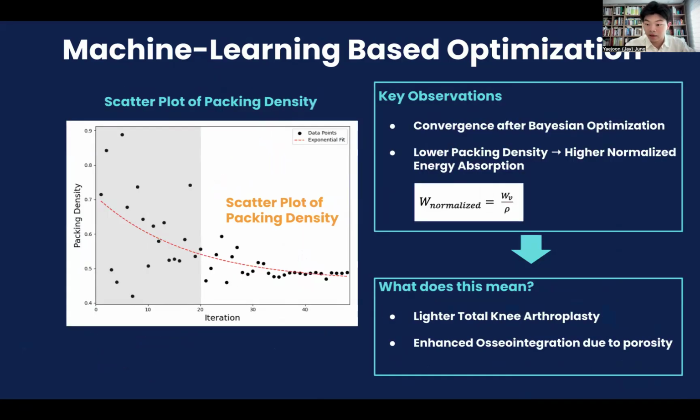Also, the packing density converged. It converged to about 0.48. This is very significant because the porosity of the nearby bone is within 0.4 to 0.6, meaning that the new structure exhibits enhanced osseointegration abilities compared to other structures before.